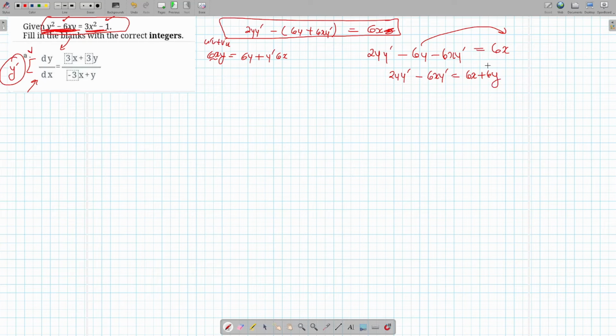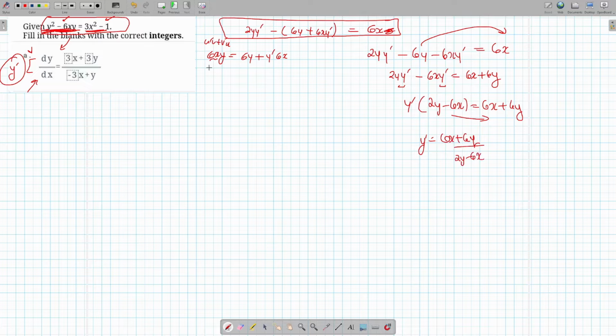After moving it, what's the second step that I said? Factor out the y prime. So factor out y prime, you're going to get y prime times 2y minus 6x equals 6x plus 6y. Take this to the other side, you're going to get y prime is equal to 6x plus 6y over 2y minus 6x.